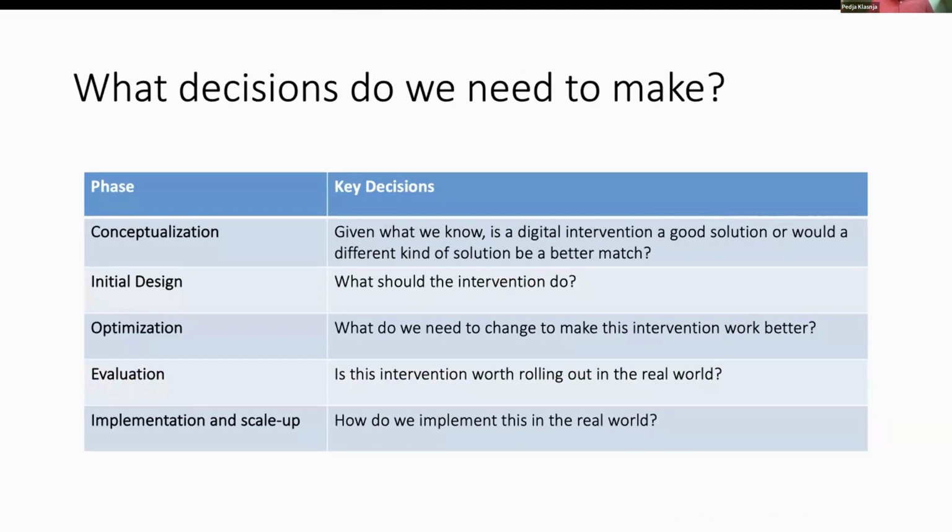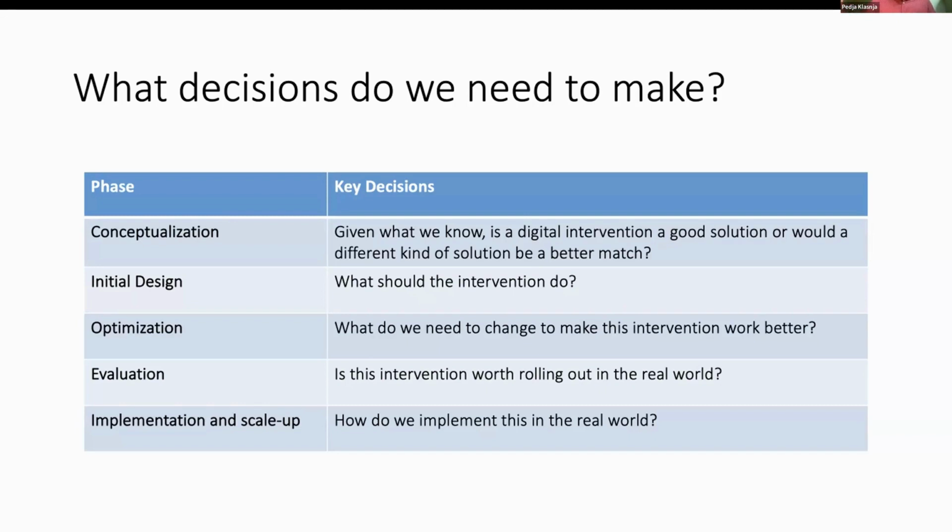Right at the beginning, the fundamental decision you try to make is whether some kind of digital intervention is a good match for this problem in the first place, right? Or you should be doing something different, right? If you decide yes, a digital intervention makes sense, then the next set of decisions have to do with what that intervention should do, right? Then, when you've made some basic decisions in that phase, there is the optimization phase, which is what Collins' work tends to cover. It has to do with thinking about what changes need to be made to the intervention to make it work better, right? Again, given the constraints.